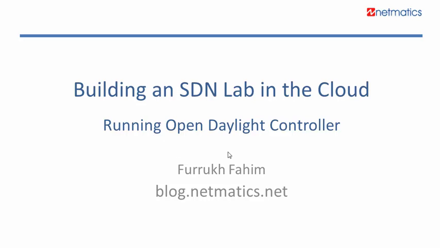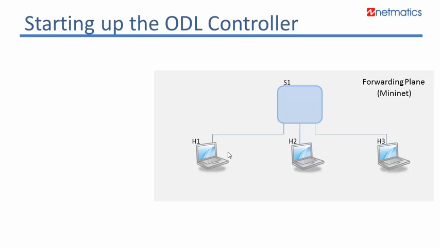Okay, so we have our lab ready to go. We have OpenDaylight controller. We also have Mininet. So in this video, I will instantiate a small forwarding plane, which has a single switch and three hosts connected to it. We'll see that these hosts are unable to ping each other. The traffic is not flowing from one host to another.